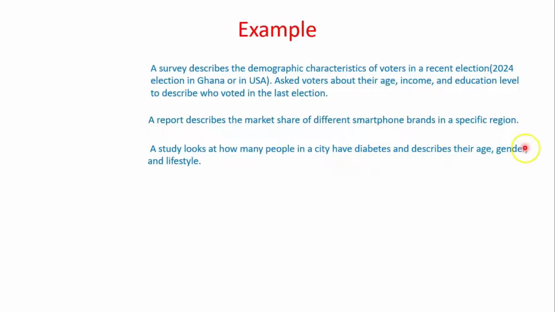Another example is a study that looks at how many people in a city have diabetes and describes their age, gender, and lifestyle. So it tells you, okay, 15 to maybe 20, these are the numbers. And then from 21 to, let's say, 40, this is the number of people who have diabetes. Something like that. It describes. You see that.